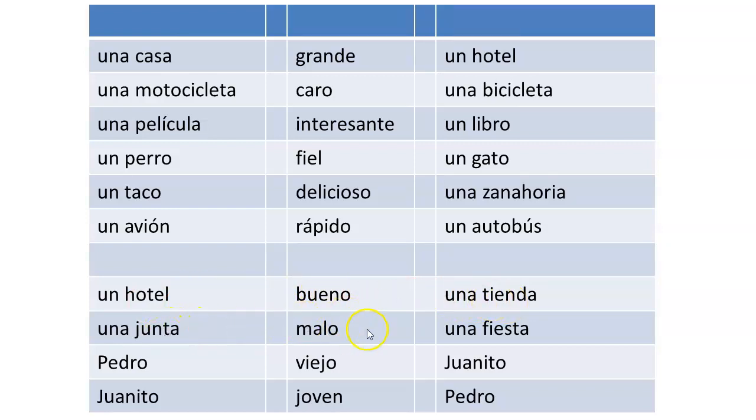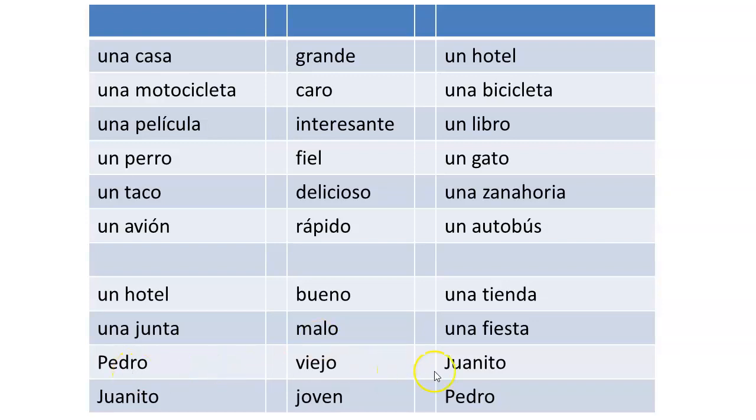A meeting or a party. And malo. Malo is bad. So which one is... Remember, we don't say more bad. We say worse, just like in English. We have a special form in English. So, una junta es peor que una fiesta. A meeting is worse than a party.